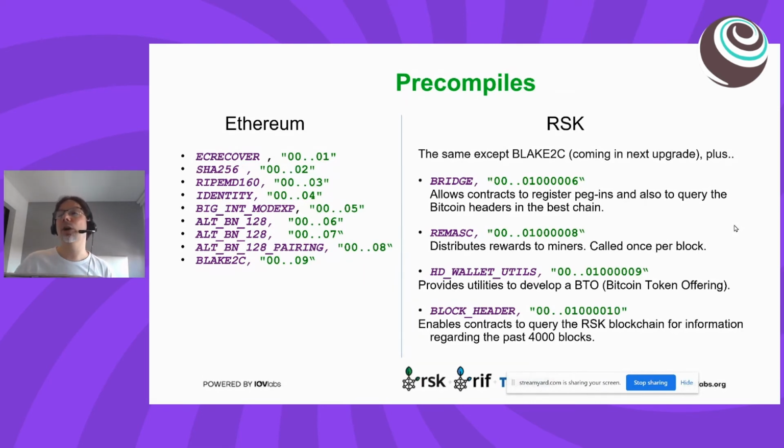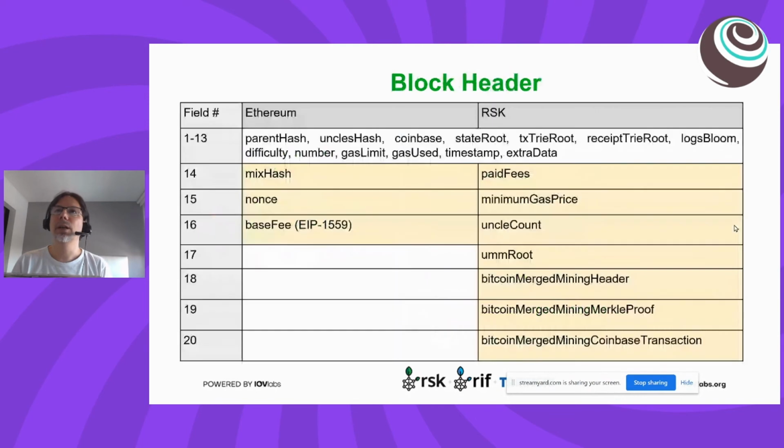And then you have the block header precompile that allows you to query the headers of the last 4,000 blocks, which is very useful for some applications where you have to prove that a transaction happened or prove that a receipt is there in the blockchain, a transaction receipt. This is because currently in Ethereum you can only access 256 block headers using the block hash opcode. So moving to some other internals, the block header.